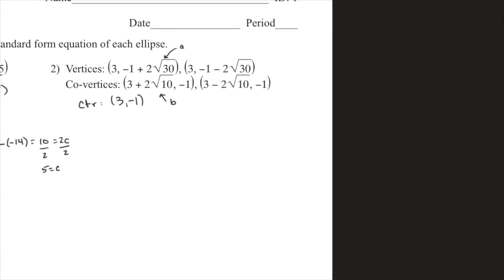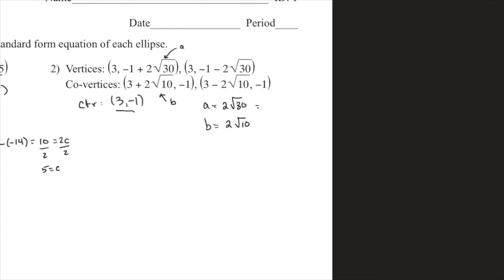I'm going to move a little bit faster now. Since I've already got the center laid out, I'm going to tell you that my A is going to be 2 square roots of 30. My B is equal to 2 square roots of 10. Now remember, if I have H, K, A, and B, and I know the orientation, I'm pretty much done.